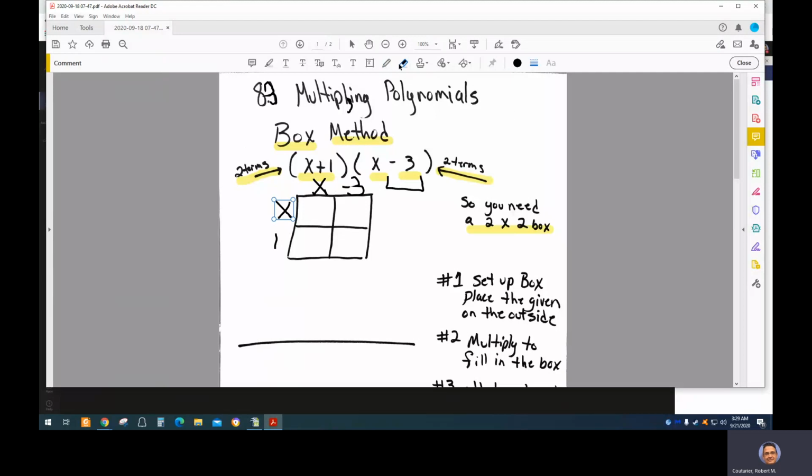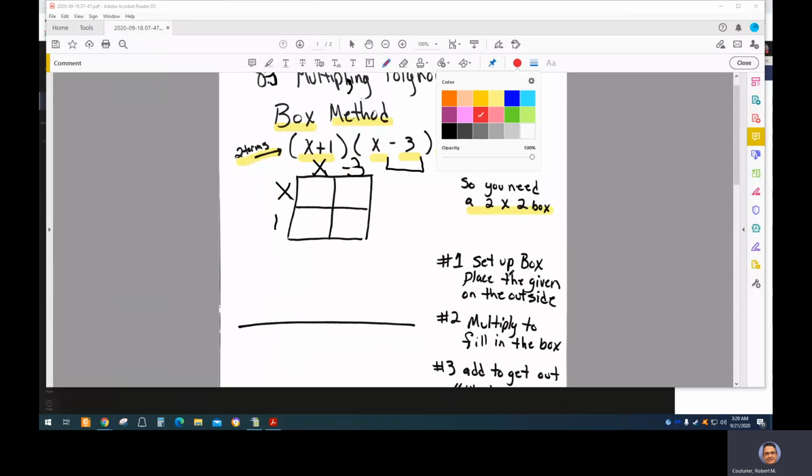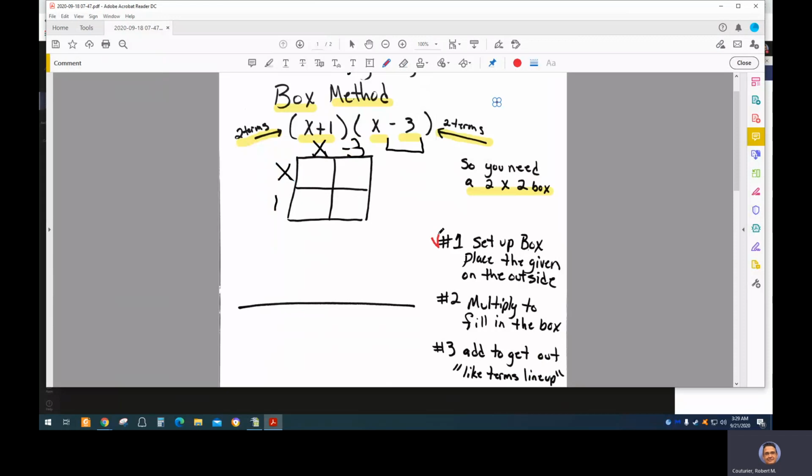All right. Now we have to start to fill in this box. So if you look here, step number one, fill in this box. Check, we've got that done. Now it says multiply to fill in the box. Well, we multiply vertically and horizontally. And you have to remember that we are going to be using one of our rules from last time.